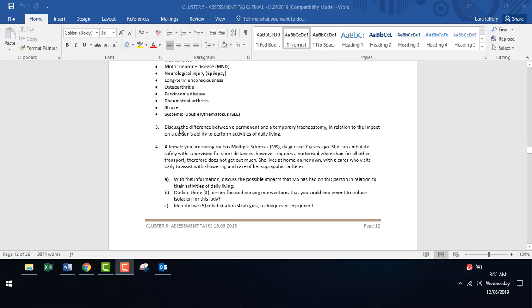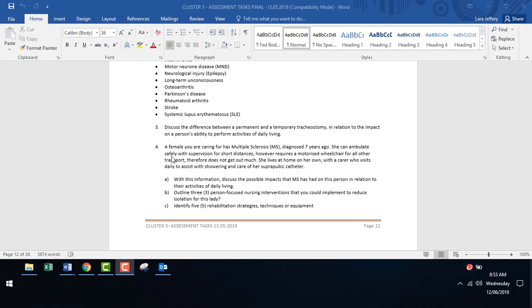All right. Question 3, discuss the difference between a permanent and a temporary tracheostomy in relation to the impact on a person's ability to perform activities of daily living. Okay, so this just might mean that you need to describe the difference between a permanent and temporary tracheostomy. So you might need to research what that looks like. We'll have done some work in class on this, and you just tell us how a temporary tracheostomy impacts the activities of daily living and how a permanent tracheostomy impacts the activities of daily living.